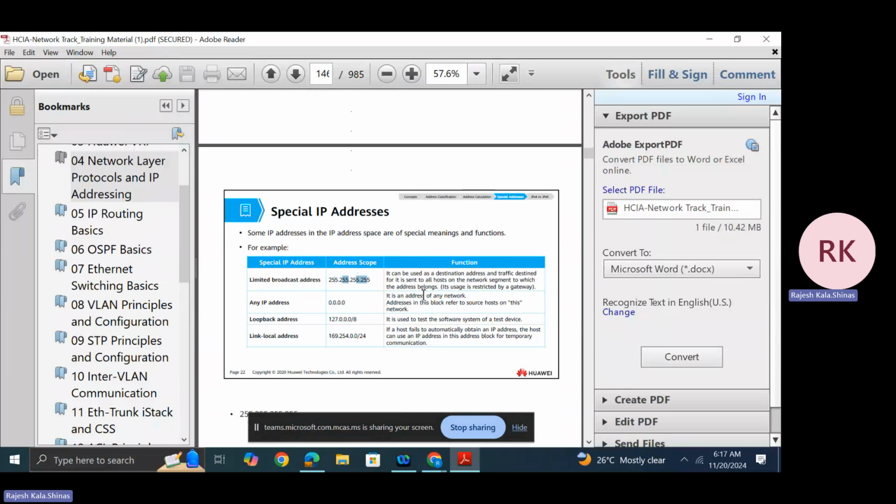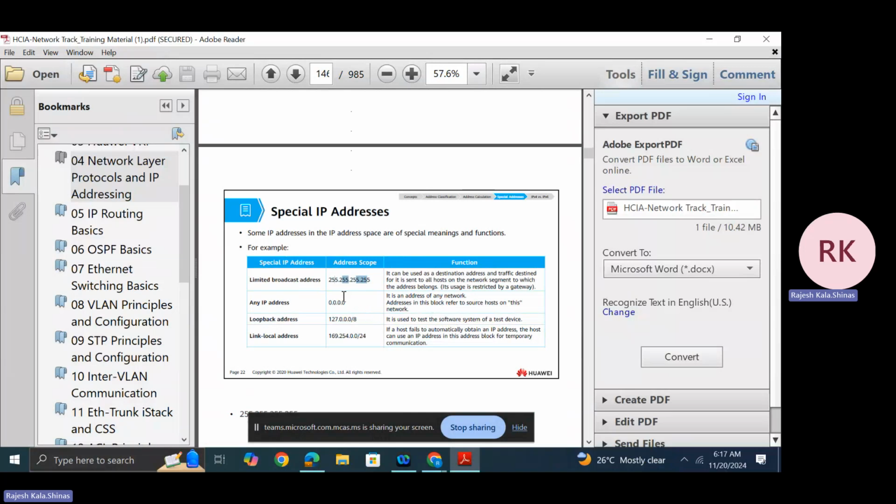Okay. So whichever hosts belong to that network, they all will get the packet if you give this destination 255.255.255.255. That is the limited broadcast. Okay, we send to all the hosts in that particular network segment. Now 0.0.0.0, it is any address of any network.